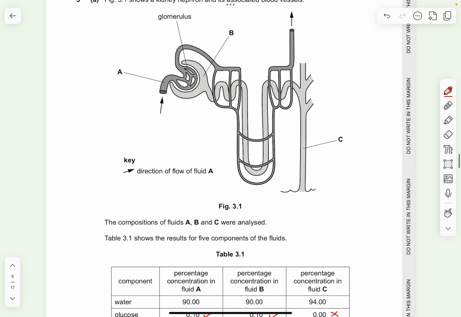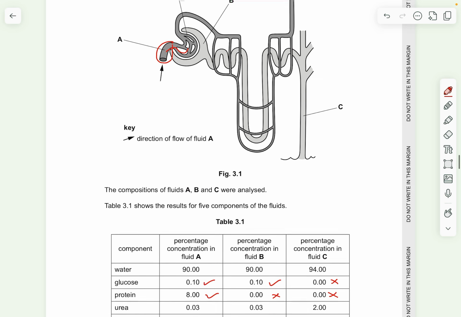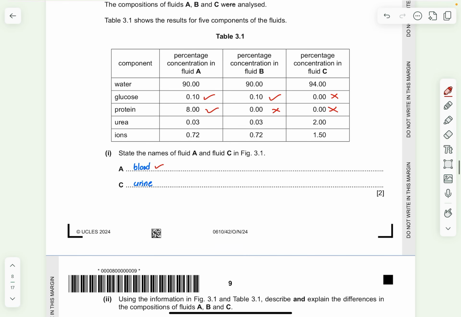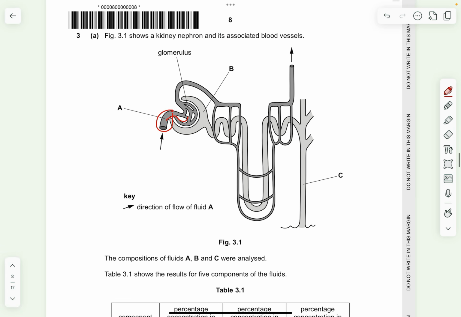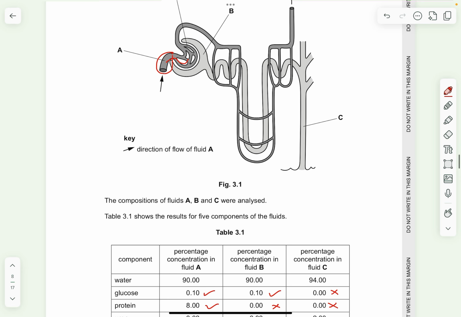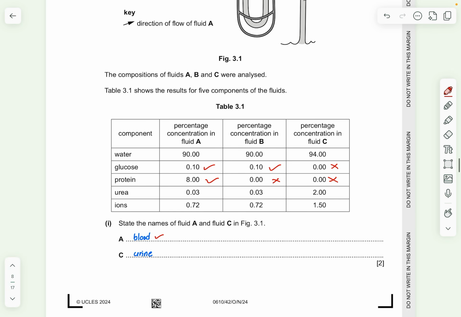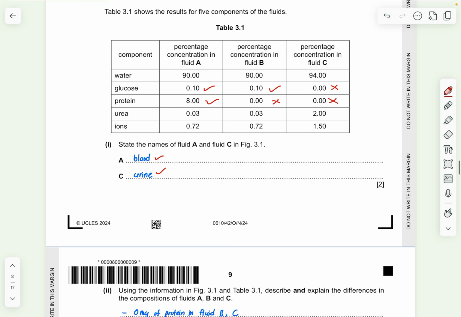So fluid A you can see is this vessel. It is going towards the glomerulus, so that is actually the blood. And what is fluid C? Fluid C is the collecting duct, and this has already done all the absorption process that is supposed to be undergone. As a result, it forms urine. So the answer is urine.